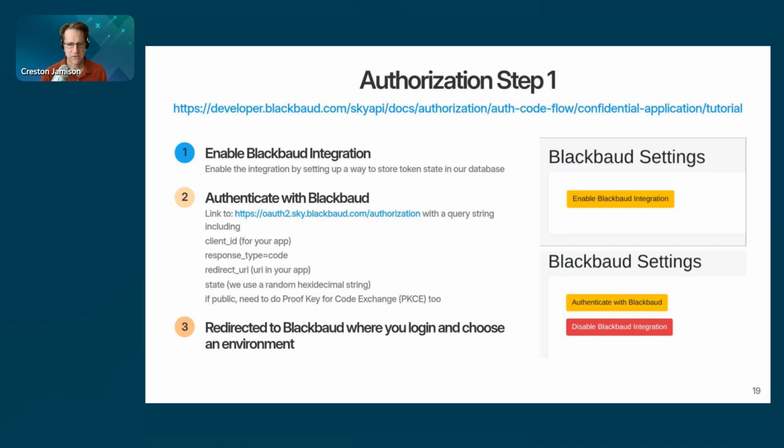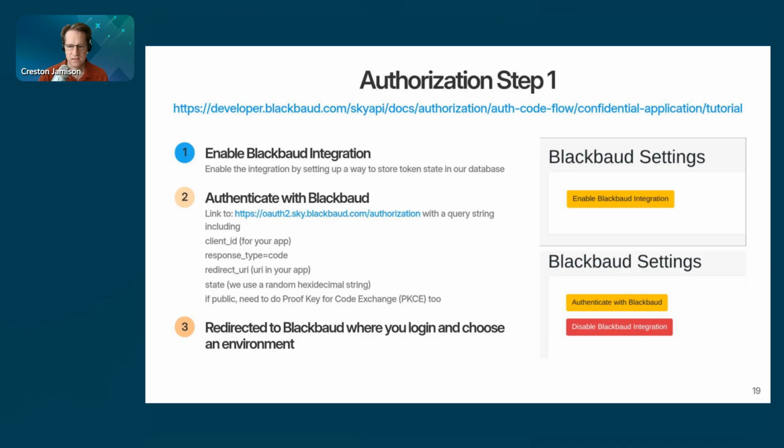Okay, so the first step of enabling authorization in your application, and this implementation is kind of up to you. If you look at the screenshot at the top right, we have a button in our application where you can enable the Blackbaud integration. And when they click that button, what step 1 indicates is it enables the integration by setting up a way to store token state in our database. So it's just a very simple call to create a row to be able to update that information.